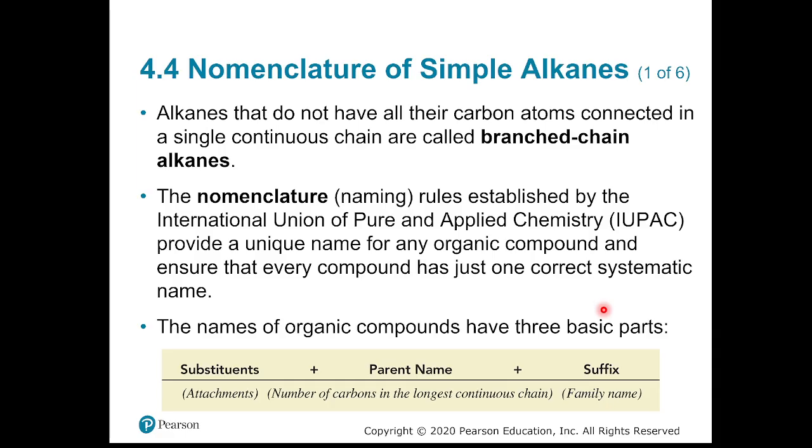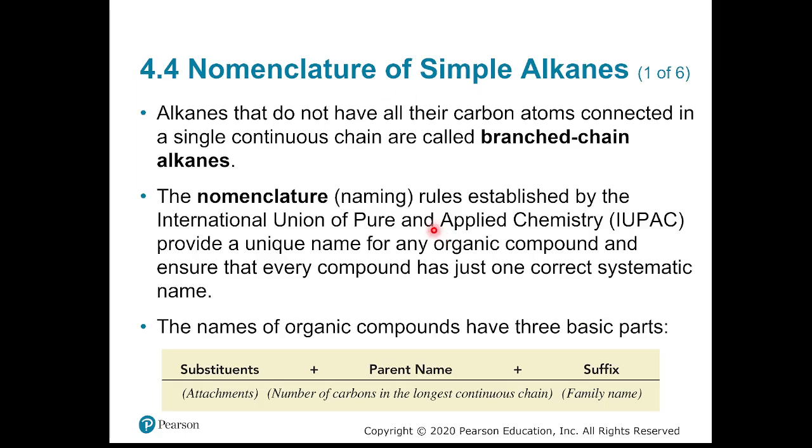So the nomenclature for your simple alkanes. Now, alkanes do not have to have all their carbon atoms connected in a single continuous chain. There can be something called a branch chain on an alkane. Think of it a bit like a tree, right? We can have the root, the main trunk, and then off of there, we can have branches coming. If you were to look at the branch, would you go, hey, that's the tree? No, you'd go, it's a branch. It's not the trunk. And so you have to be very careful when you're naming these.